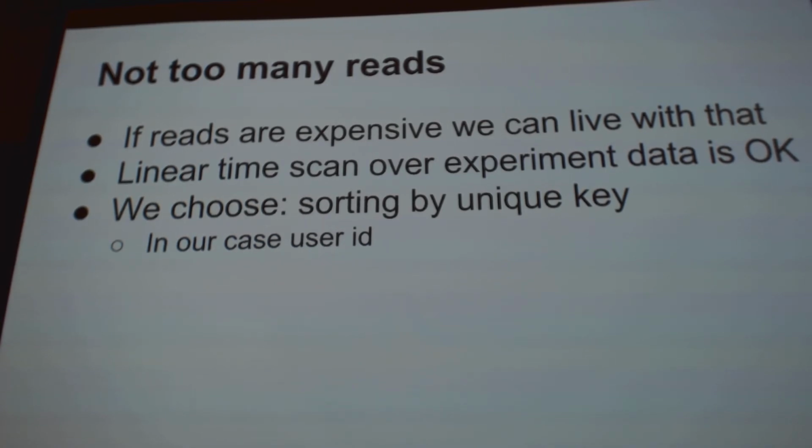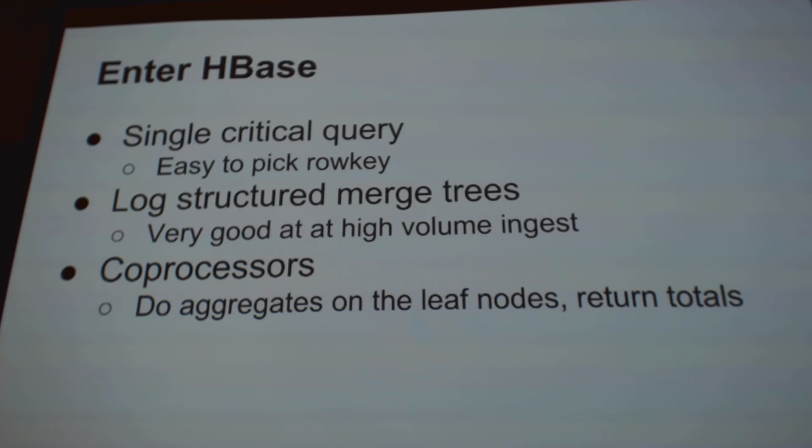In this case, user ID, right? And HBase is perfect for this. If you have a single critical query and you need to make it fast, you just pick your row key based on that query. You know what ours is. If we had 5 different queries, we'd need 5 different tables. That wouldn't be the end of the world, but since we have a very focused query, this is good.